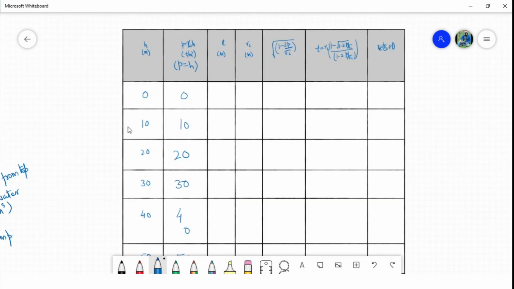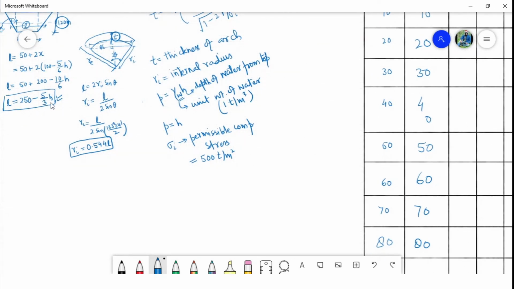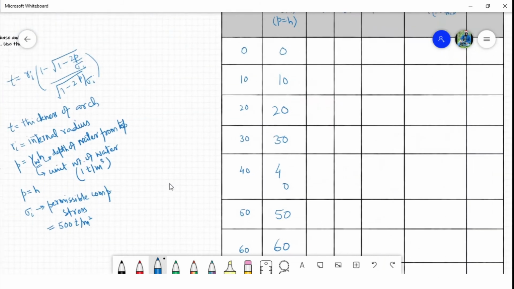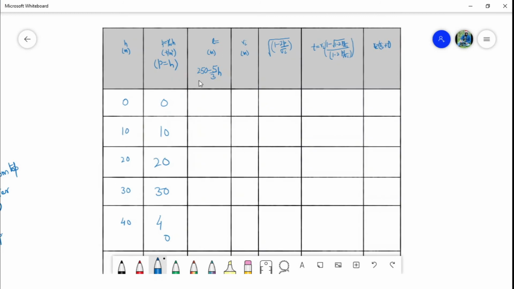L is equal to, we have already calculated, 250 minus 5 by 3 of H. So put the value of H here, whatever will be the value of H, and you will get the value of L. Okay, so for 0 it will be 250.